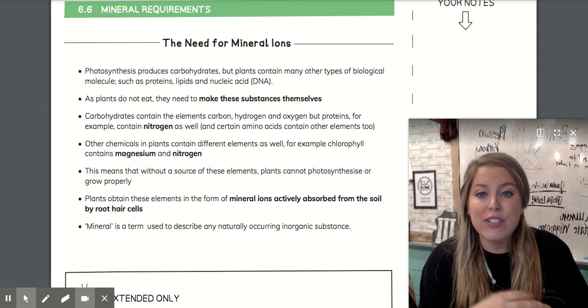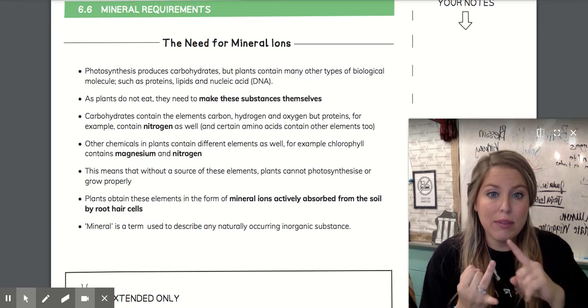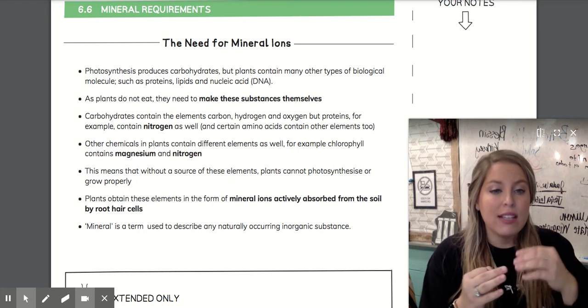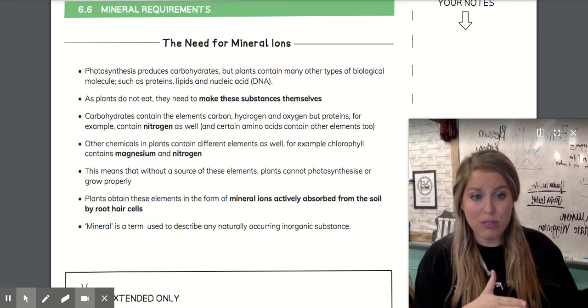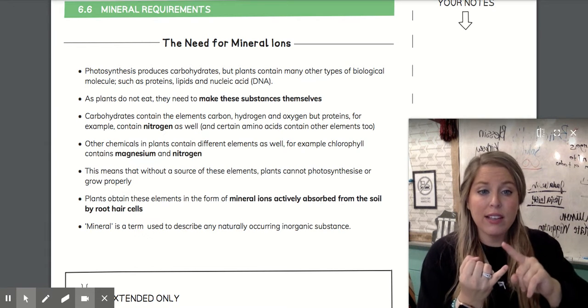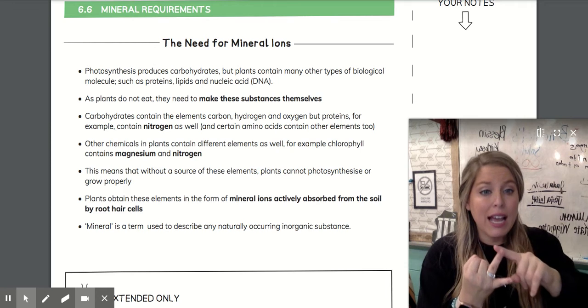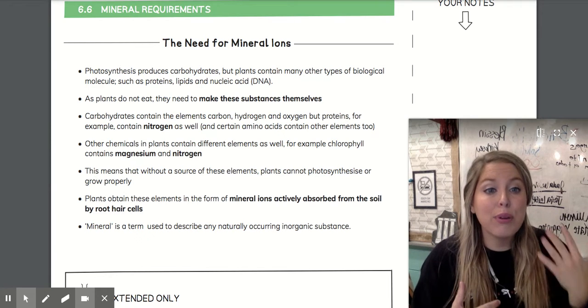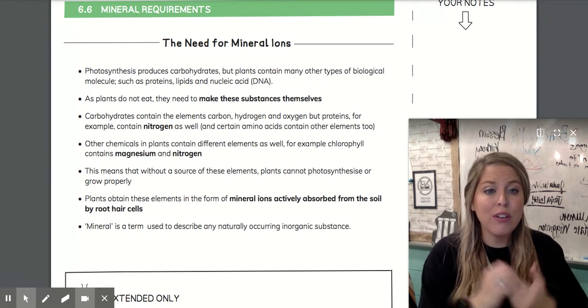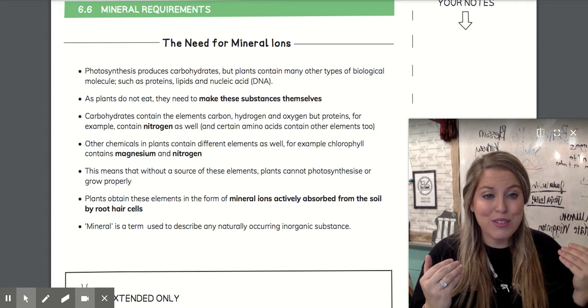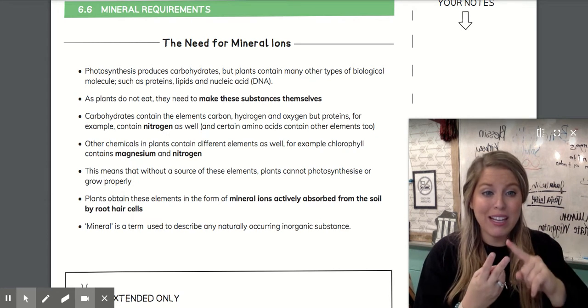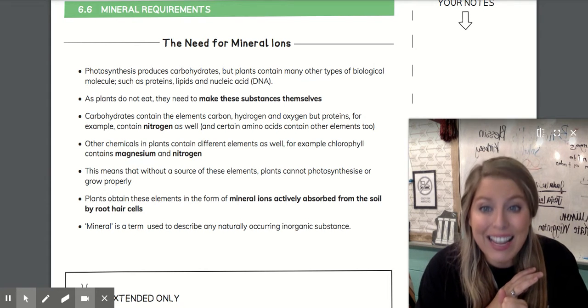All right, so carbohydrates contain those elements of carbon, hydrogen, oxygen, right? And so those elements can then be used to make lipids, because lipids are in that same category, containing carbon, hydrogen, and oxygen. But then proteins. For proteins to be made, remember, you have to think back to Unit 4 with biological molecules. Proteins contain carbon, hydrogen, oxygen, and nitrogen.